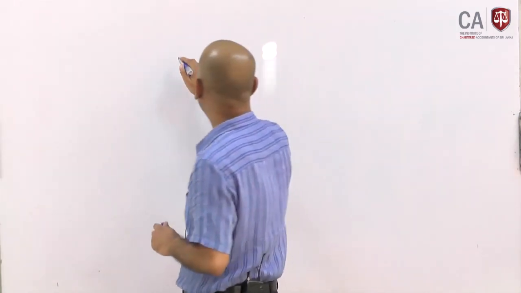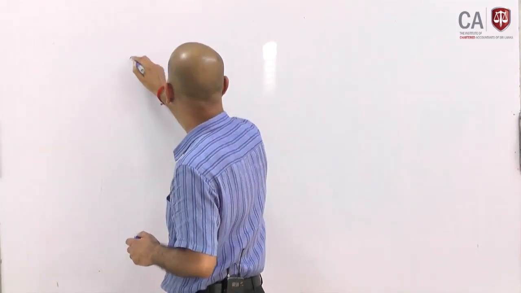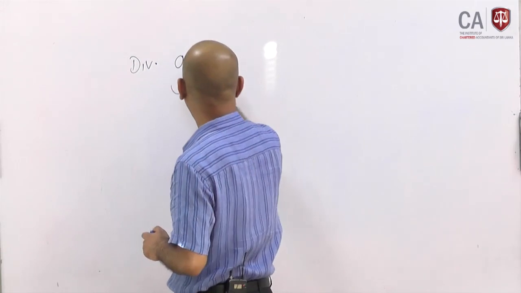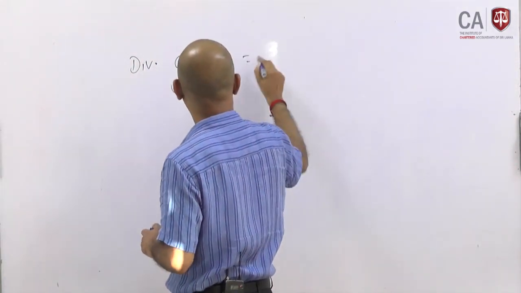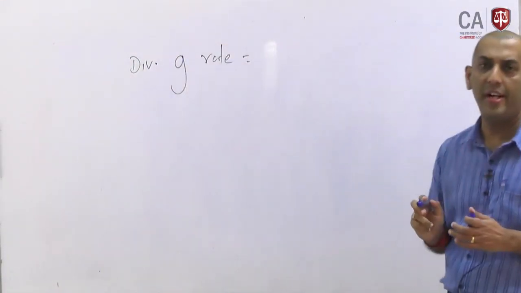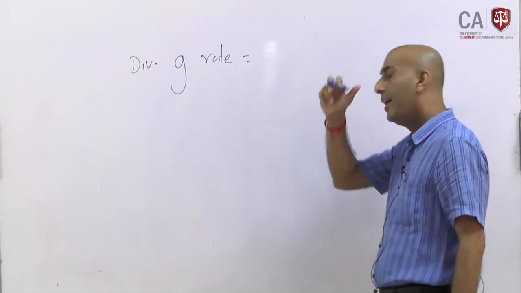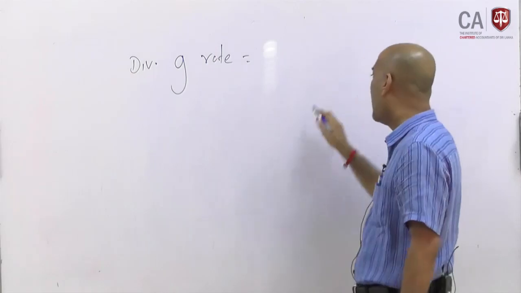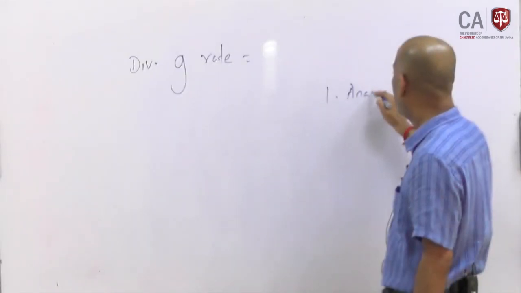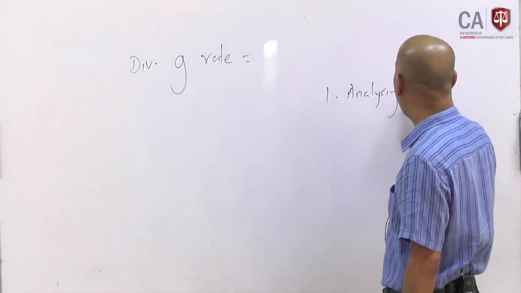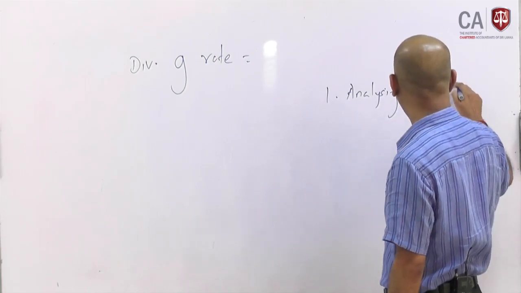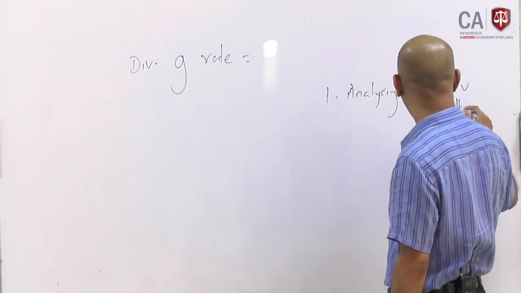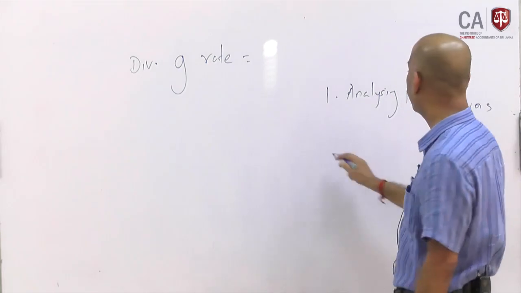Then please note the dividend growth rate. How do you find out the dividend growth rate? There are 3 ways you can find out the dividend growth rate. One is analyzing past dividend patterns.